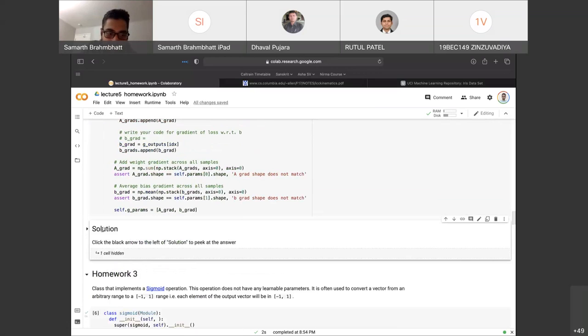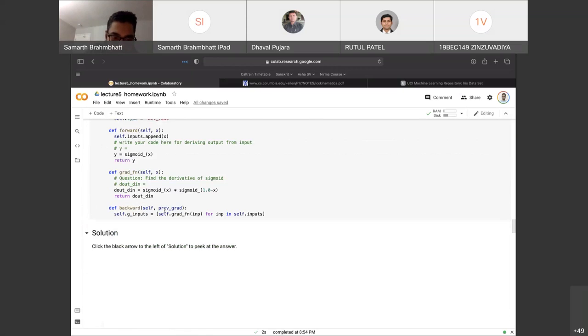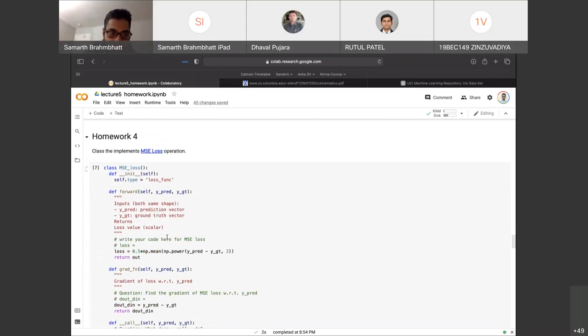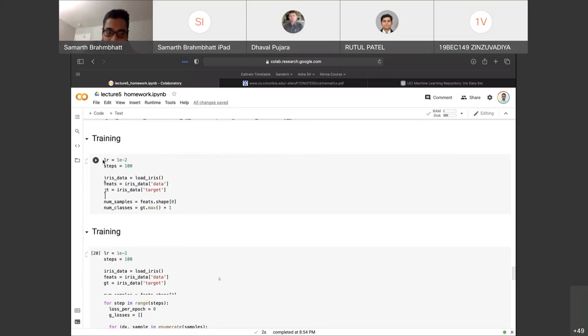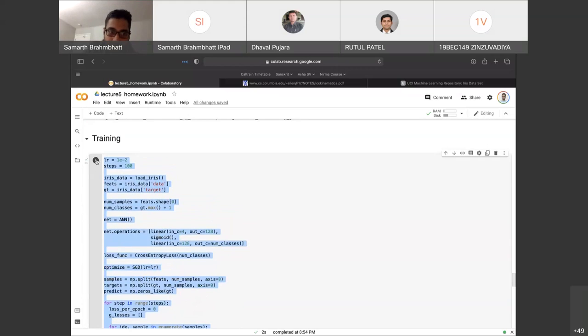And just like the last homework, I've provided the solution in a hidden format. So if you want to check your solution, you can click here and it will show you the solution. And finally, there are two or three different things. For example, there's the linear layer, then the sigmoid layer, and some loss functions. Once you write the equations for all of those things, we have written this training code. All you need to do is run that cell, and it will perform training on this data set and show you the results.